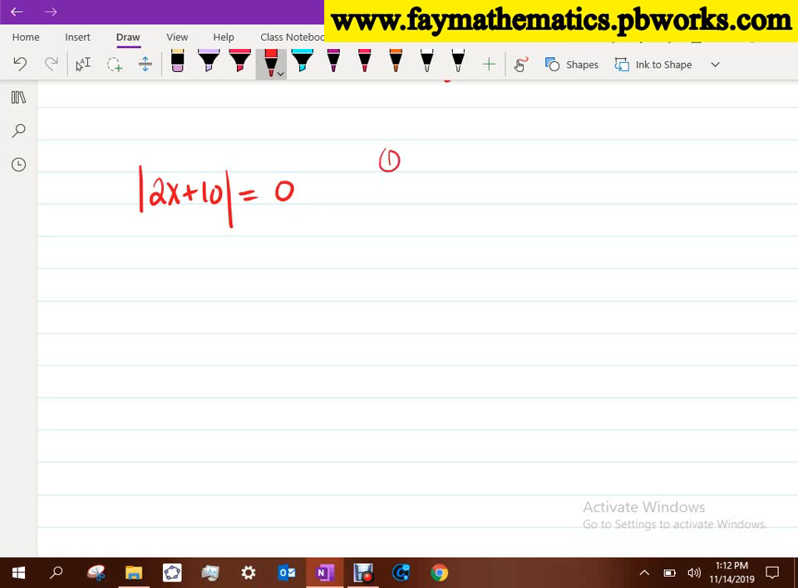So we set up our expression 2x plus 10 equal to 0, and then our second equation will be 2x plus 10 equal to the opposite of 0. But what is the opposite of 0? Okay, well, think about how we multiply. When I introduce a negative, I'm just multiplying by negative 1, right? What's negative 1 times 0? 0. So negative 0 is just 0.